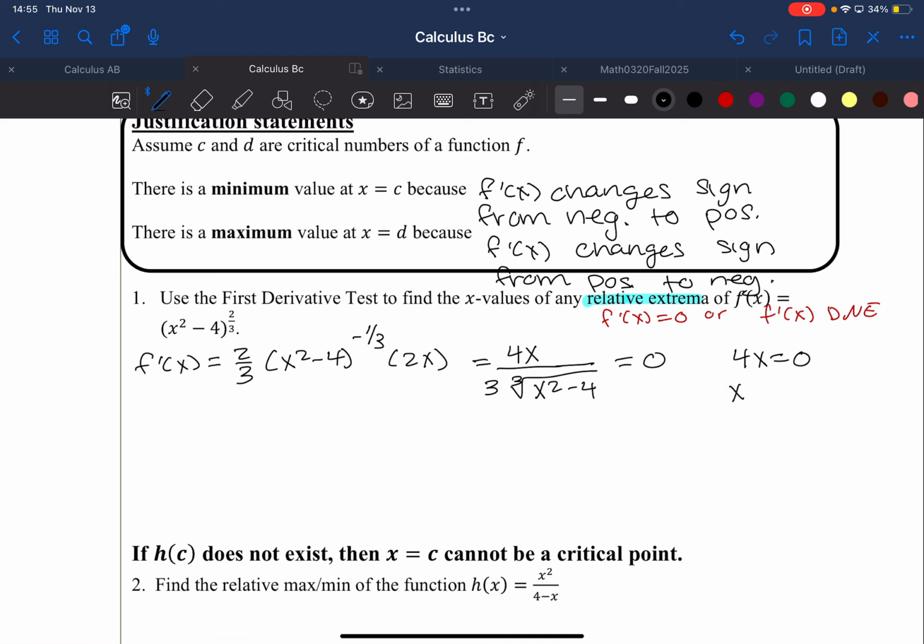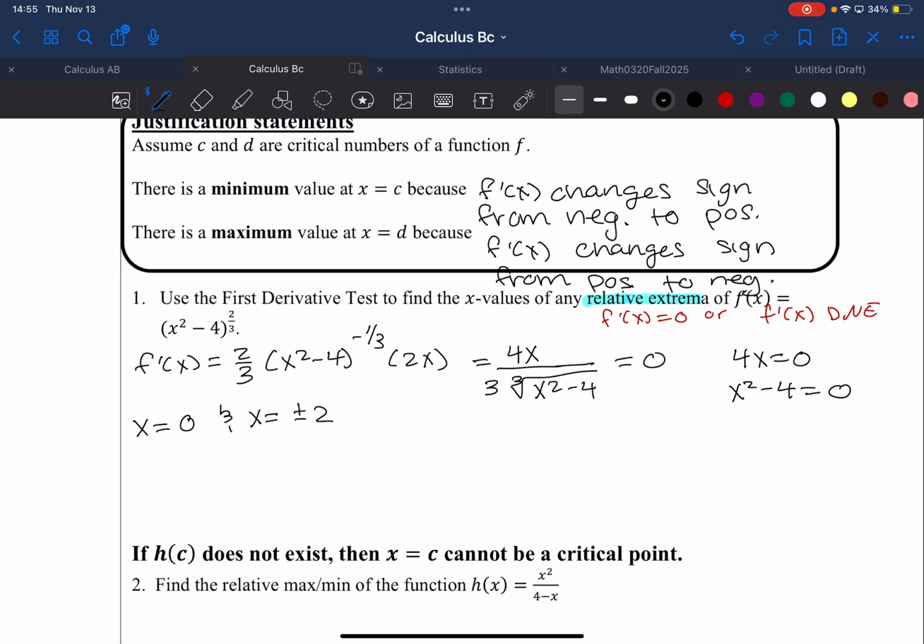Okay. Or I can just set what's inside that radical equal to 0. Because if I start to get rid of all that, like divide by 3, cube both sides, it's not going to affect the equation any. So I'm just going to set this part equal to 0. Which means I have x is equal to 0 and x is equal to plus or minus, both of them, right? Plus or minus 2. Because if I add 4 over, I have x squared equals 4. And if I take the square root of something that's squared, I have 2 possible answers, plus and minus 2.